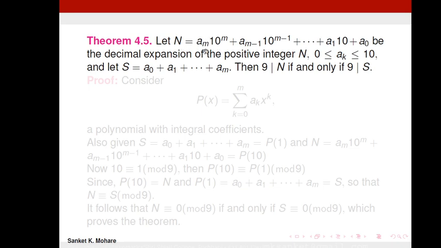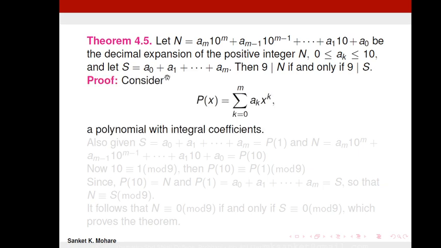So let n equal this be the decimal expansion of the positive integer n, where ak lies in between 0 to 10, so they are either 0 or 10. And let s be what? S is the sum of the coefficients, a0 plus a1 plus and so on up to am. Then 9 divides this positive integer n if and only if 9 divides s. This we have to prove.